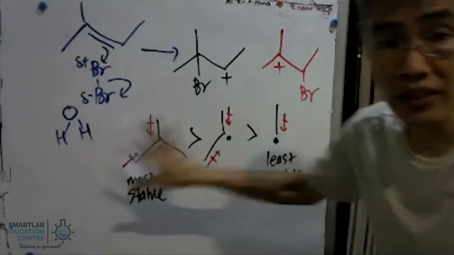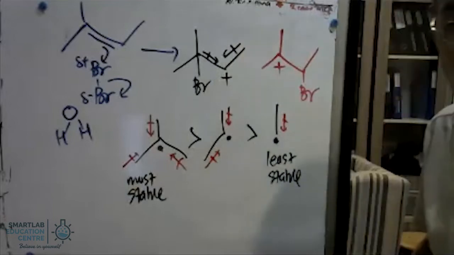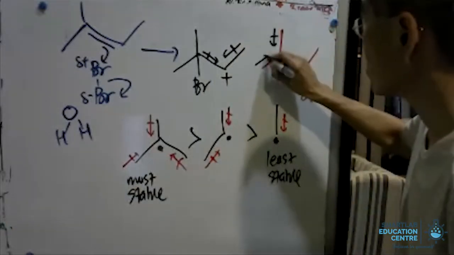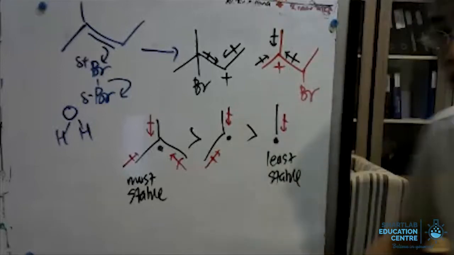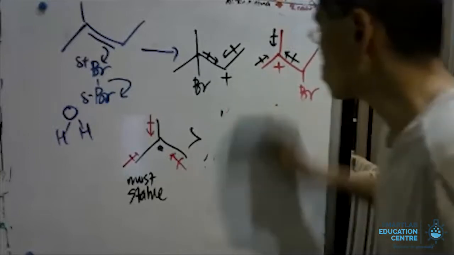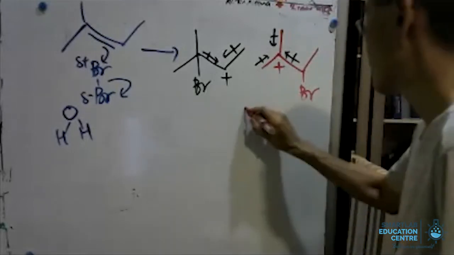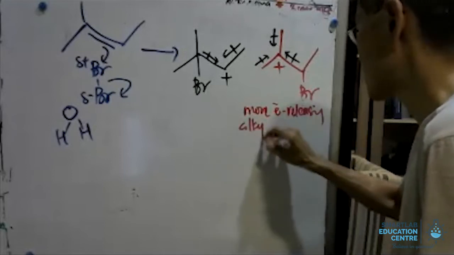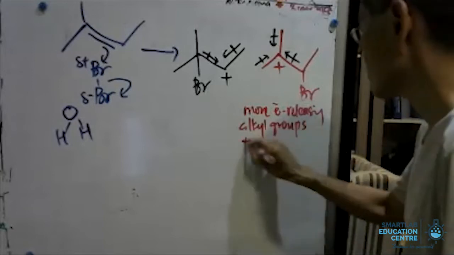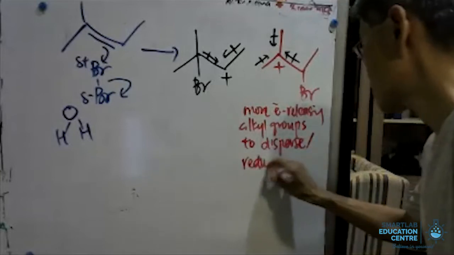In the same vein, I'm applying that on this now. You can see that now you have two alkyl groups that release electrons. In the case of this, there are actually three alkyl groups. Hence, the red one is more stable. The key phrase to use in the exam to impress the examiner is to say that there are more electron releasing alkyl groups to disperse or reduce the positive charge.